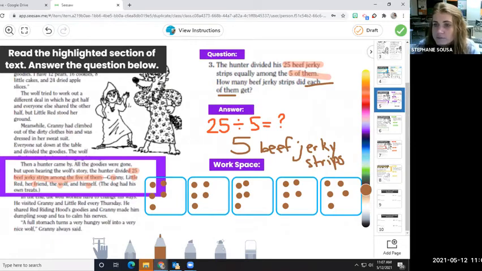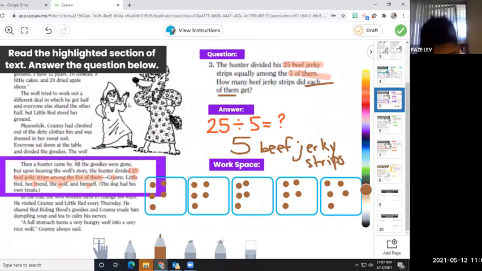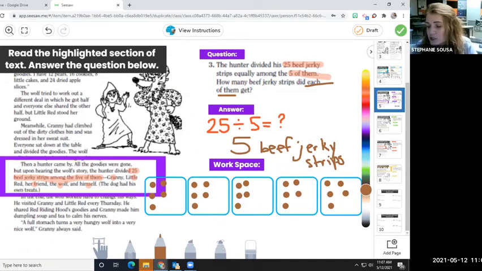Yes, Levin. Do we have to use our workspace? Yes. I am assessing your strategies and what you know.